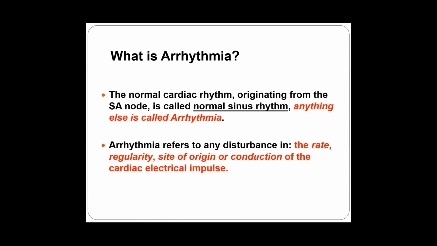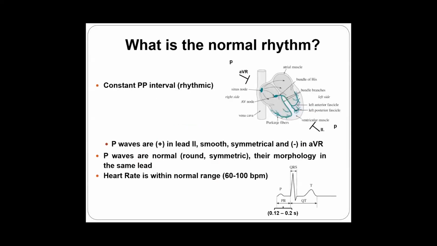Now, based on this, first of all, we have to specify what the normal rhythm is. Basically, the impulse is normally formed in the sinus node, and then it activates the atrium. Later on, the impulse reaches the AV node, goes through the AV junction, and the bundle of His will activate the ventricle. So this is the normal way of impulse formation.